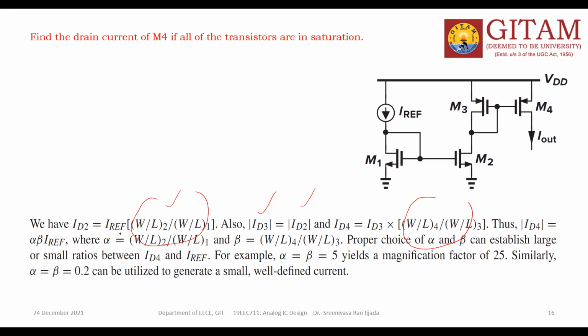Understand or not? So I4 is equal to I reference multiplied with alpha and beta. If these two values are greater than 1, then I4 is greater than I reference. That is called the amplification. If these two values are less than 1, I4 is less than the I reference. Okay. Suppose alpha is equal to beta is equal to 1, then it is a perfect copy. Understand? Yes, sir.